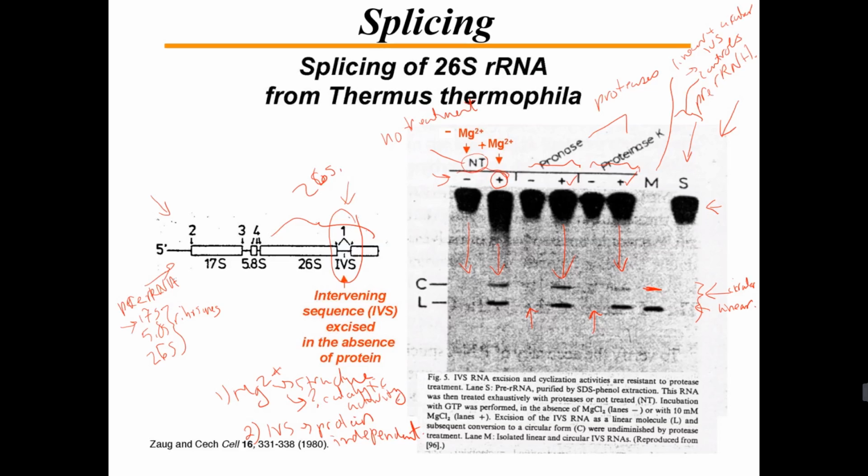Okay, so some experimental evidence that first established that magnesium is critical for the IVS to self-splice. And again, we see that with the appearance of the circular and linear forms when magnesium is incorporated into the experimental condition. And then finally, that the IVS does this self-splicing independent of proteins, because in the presence and absence of proteases, which degrade proteins, we still are able to see the circular and linear forms appear on the gel.